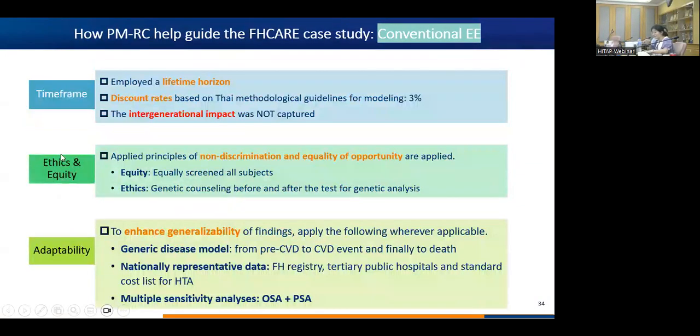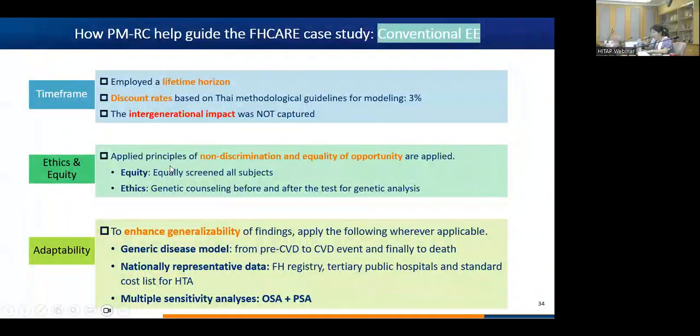Next, please. A lifetime horizon was considered for both index persons and their relatives to model all relevant cost and health benefits. Our analysis adhered to 10 methodological guidelines for modeling and decided the discount rate for cost and quality at both 3%. This study, however, does not capture the intergenerational effects. This limitation may be addressed in future research.